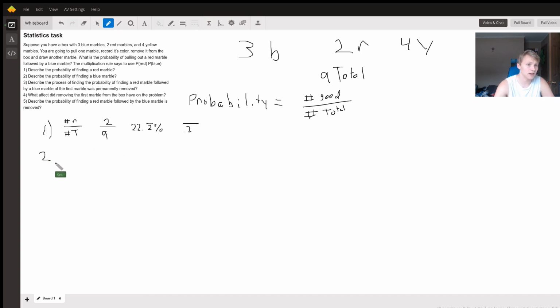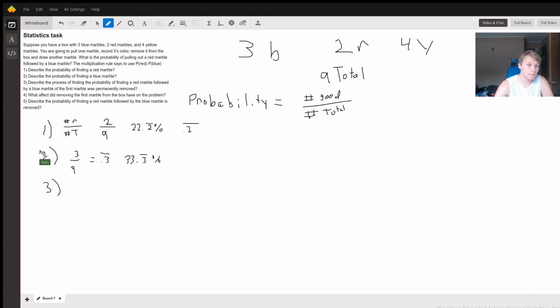The probability of just finding a blue marble in general is, again, the same process where we have 3 blue marbles in the box out of 9 total. That's equal to a 1/3 chance of us getting a blue marble when we pull it out of the box. But that's not what the question's asking. It's asking about what happens if we pull a red marble and leave it out of the box. So for number 3, describe the process of finding the probability of finding a red marble followed by a blue marble if the first marble was permanently removed.